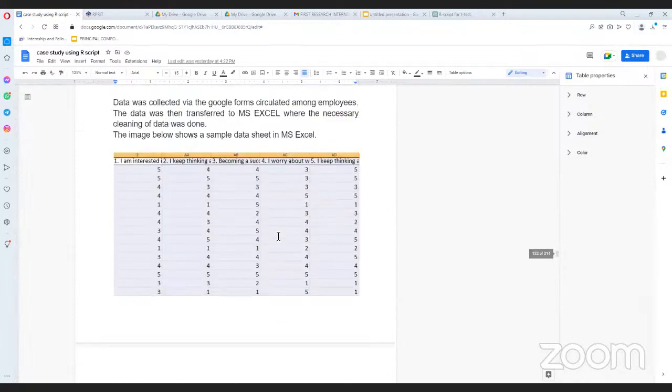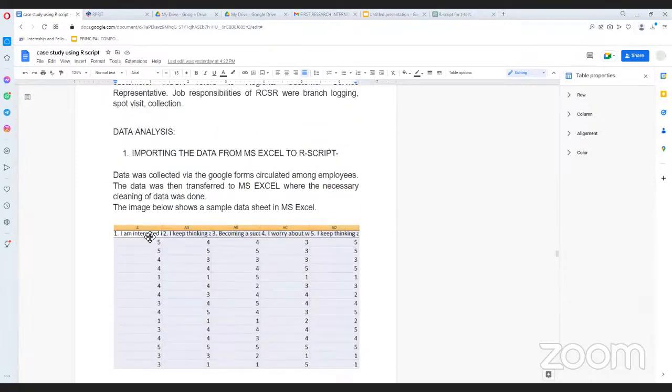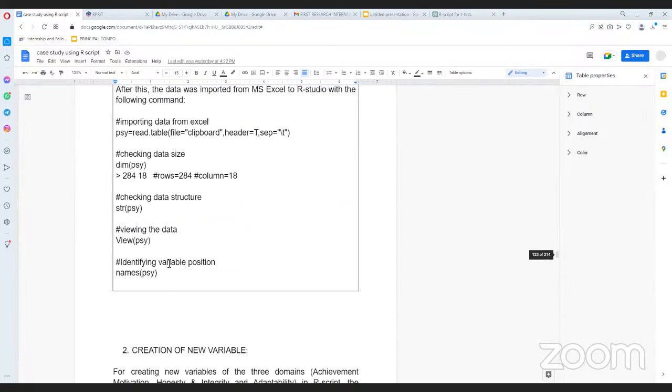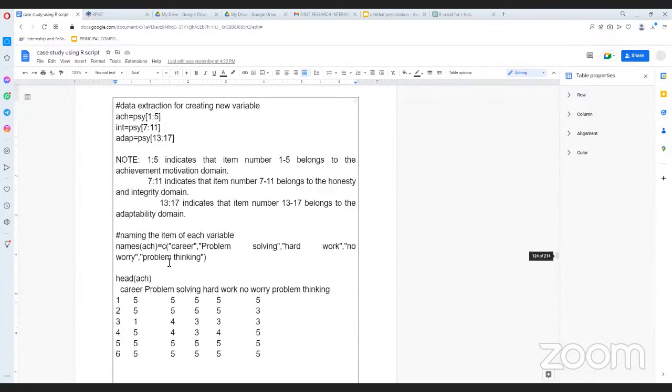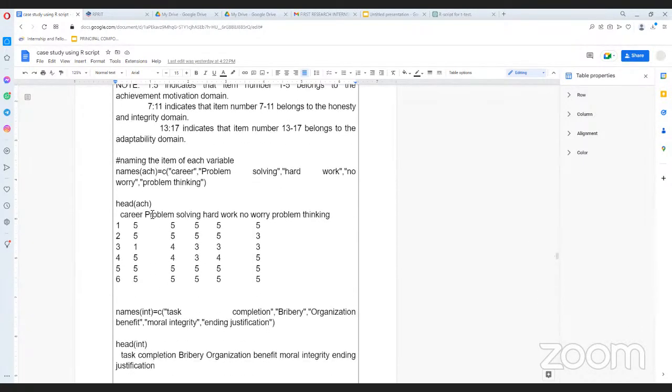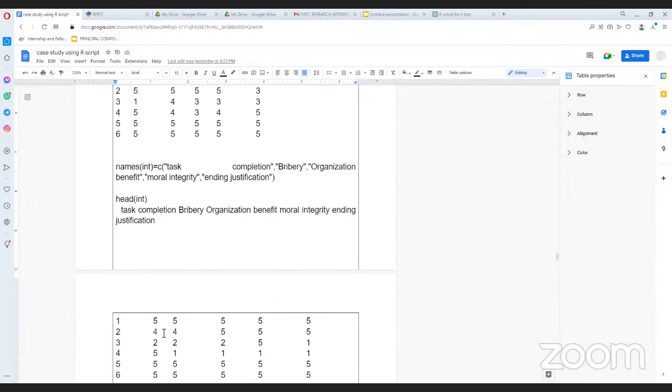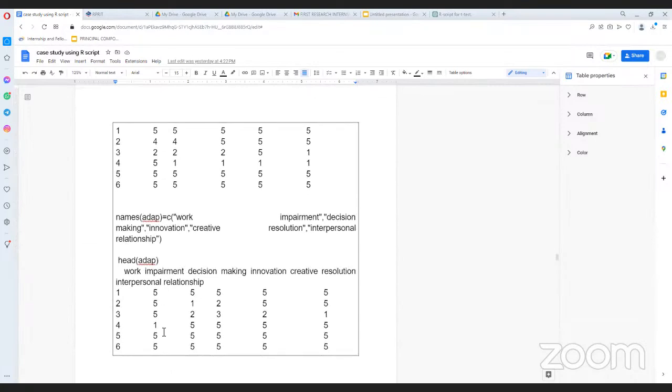Now you go to the Excel sheet. This is the Excel sheet, and many things are written. You can change the header name. You can change the variable name by using this command. Like this, you can change.